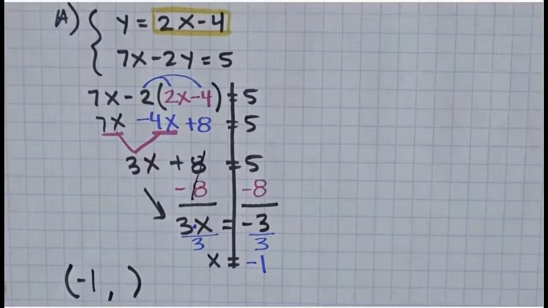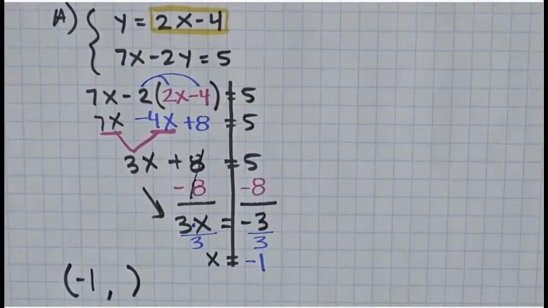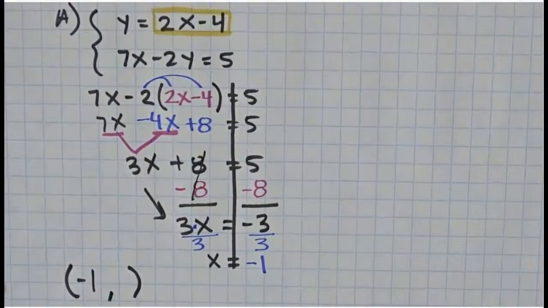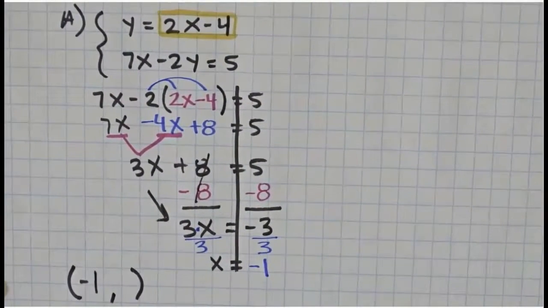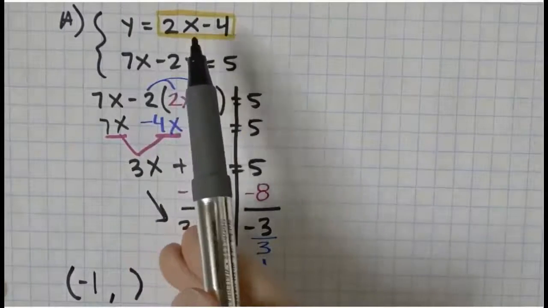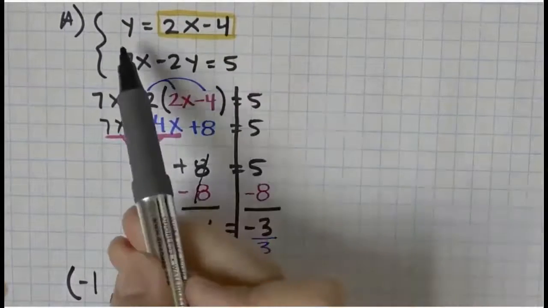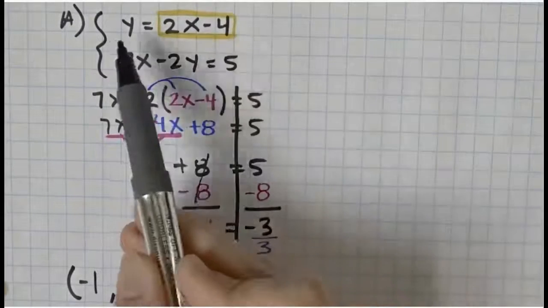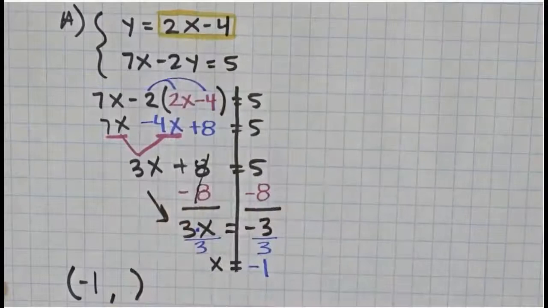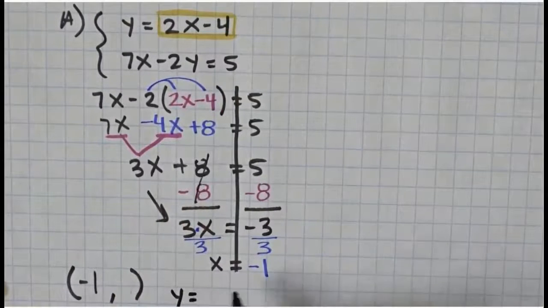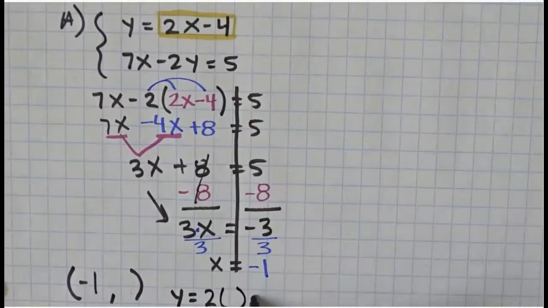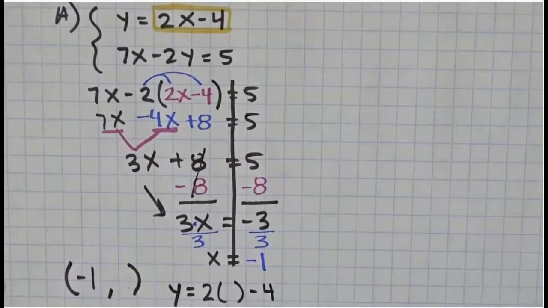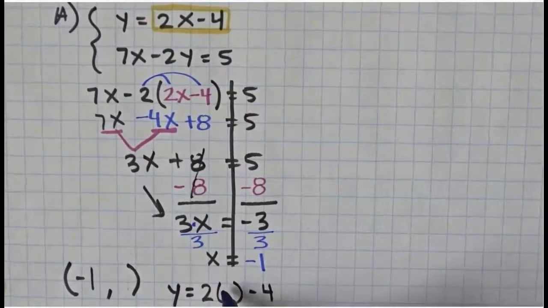All right, now I have to find my y. Looking at the original problem we were given, they tell us right here what y equals. If I want to know this y, it's right here. So you most likely will always go back to the nickname. y equals 2x minus 4. So that's what I'm going to use. I used a bubble for my x because I do know what my x is and I'm going to be plugging it in. We just did the math and we found that x was negative 1.